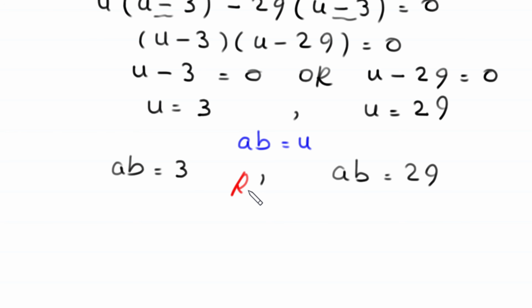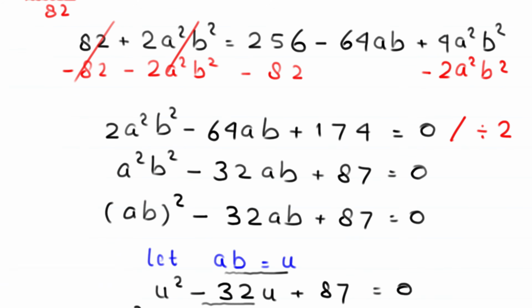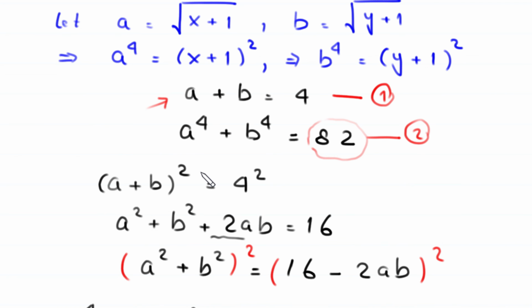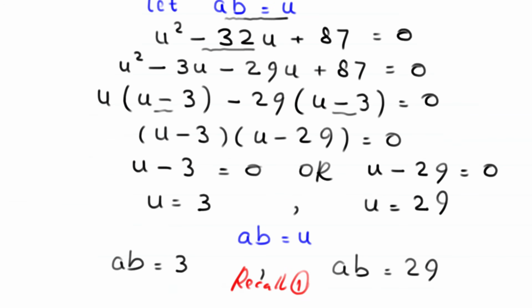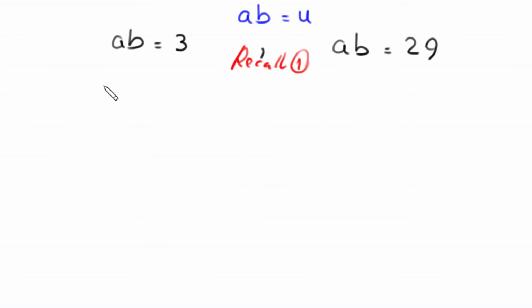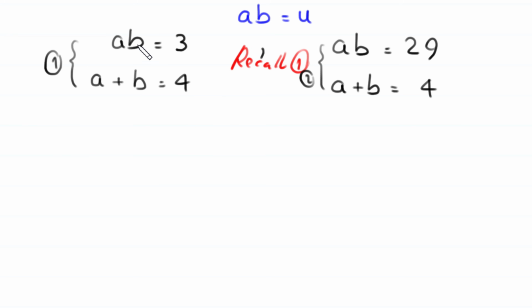Now we recall equation number 1. Equation 1 is a plus b equal to 4. It means that we have two systems. This is the second and this is the first. First we solve this system.